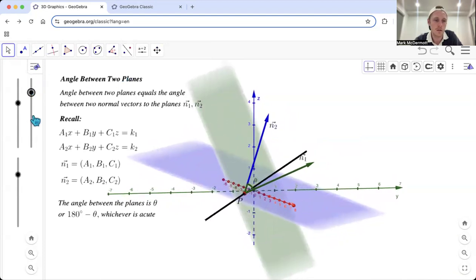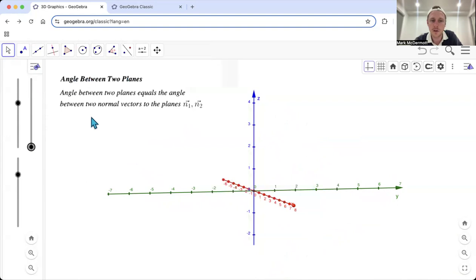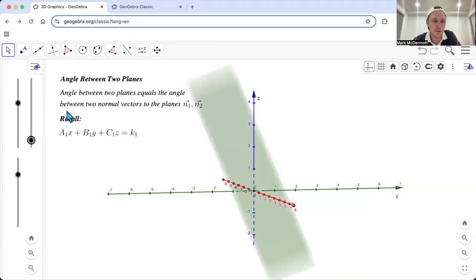So let's do that. We first say that the angle between two planes equals the angle between two normal vectors to the planes, n1 and n2. You can think about it like this. The normal vector of the plane tells you the orientation of the plane in space. So if you have the two normal vectors to each plane, then you've basically got the direction in which the plane is facing. And if you find the angle between those two normal vectors, it will tell you the angle between the two planes. Now, there's a bit more to it, so we'll step through that.